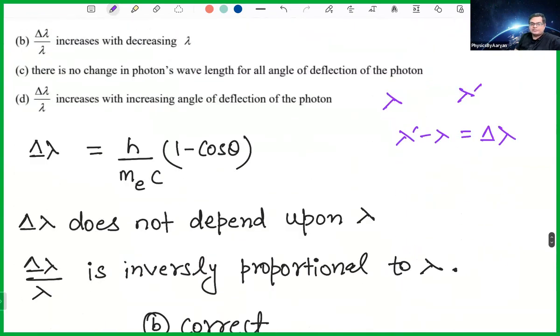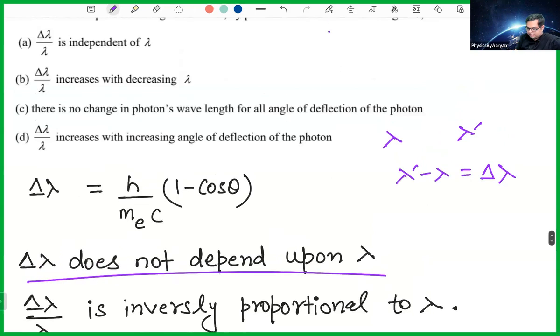A very interesting fact is that the change in wavelength does not depend upon lambda. So if you are using X-ray, the change in wavelength will be same. If you are using UV, the change in wavelength will be same. If you are using gamma, the change in wavelength will be same. So it does not depend upon which wavelength you are using. In all the cases, the change in wavelength is going to be same. So delta lambda does not depend upon lambda.